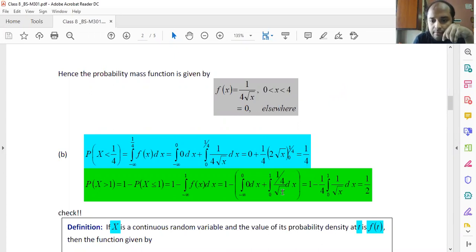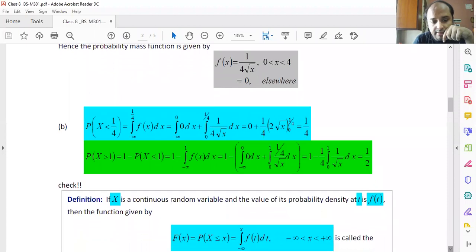Now, since 1 is a value of x which lies within this range, from 0 to 4, therefore I have substituted the value of the function over here. I can substitute it. And therefore, we get 1 minus the integral from 0 to 1 of 1 by 4 root x dx. You integrate once again, put the limits of the variable, and the probability will come out as half. So that is how we calculate the probabilities in case of a continuous random variable.